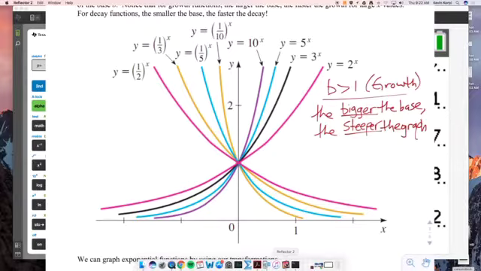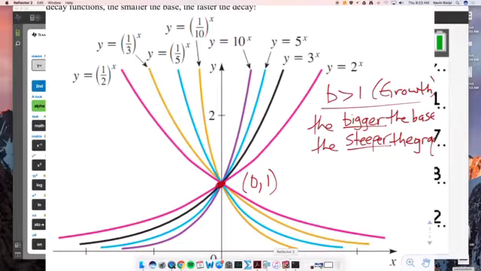So if you notice, 2 to the x is pretty slow growing to the right, and it's also pretty slow going to the x-axis on the left. Whereas 3 to the x is pretty fast going to infinity, and it's a little bit faster going to 0. So the graph is steeper on both sides. So for exponential growth, the bigger the base, the steeper the graph in both directions. Notice they all pass through what common point right here? 0, 1, right? They all have the same y-intercept.